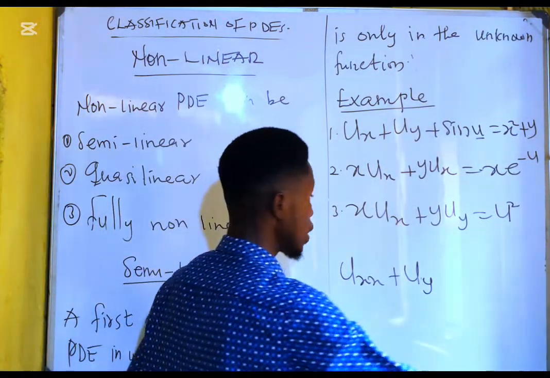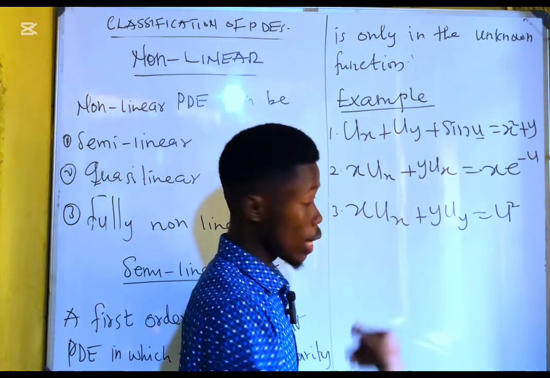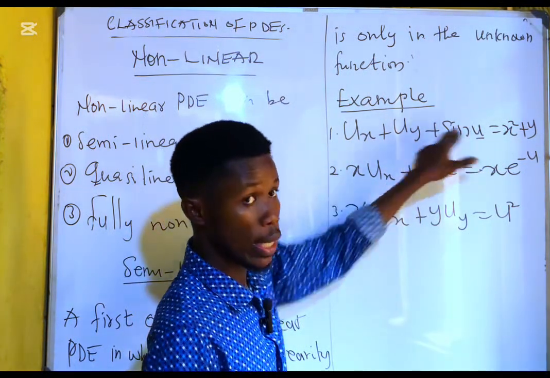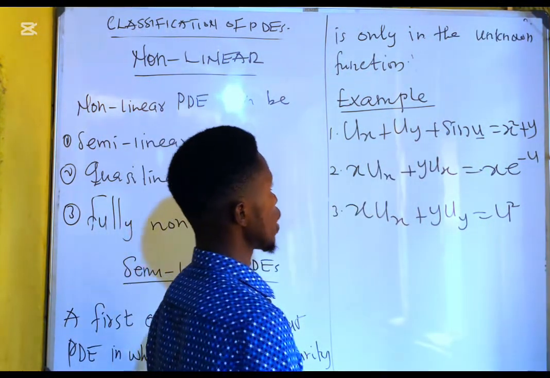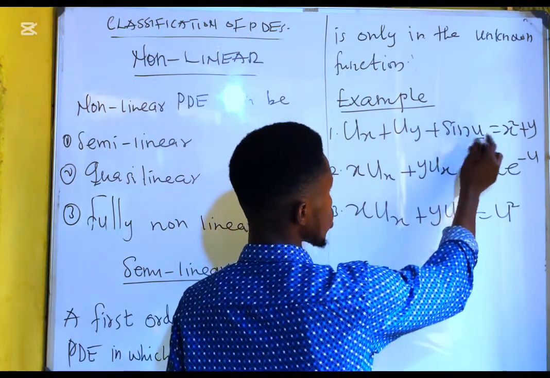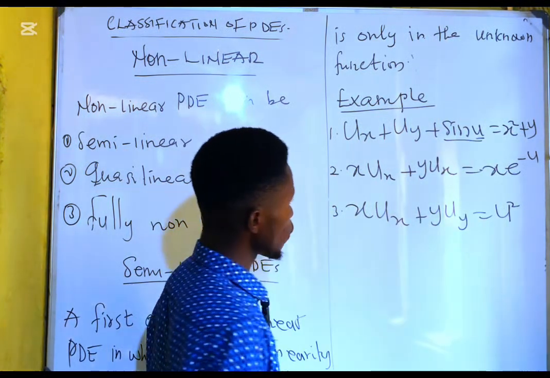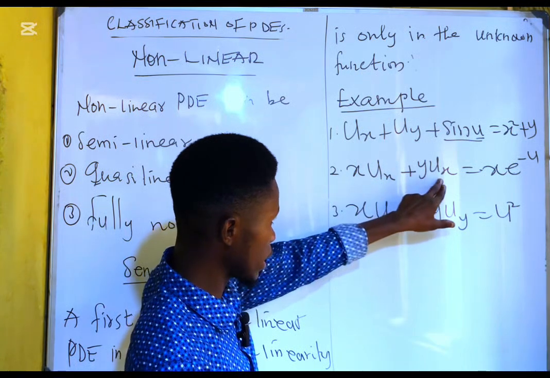So the unknown function does not necessarily mean that it should be just u. It depends on the order. This is first order, so the unknown function will be u, but for second order the unknown function will be u subscript x or y. Here you could see that the nonlinearity is happening because of this transcendental function, and it's happening on the unknown function. Now, if you look at this one too, this one is linear, this one is linear.